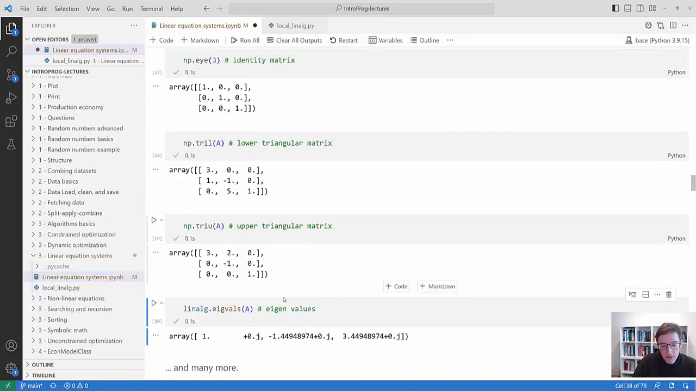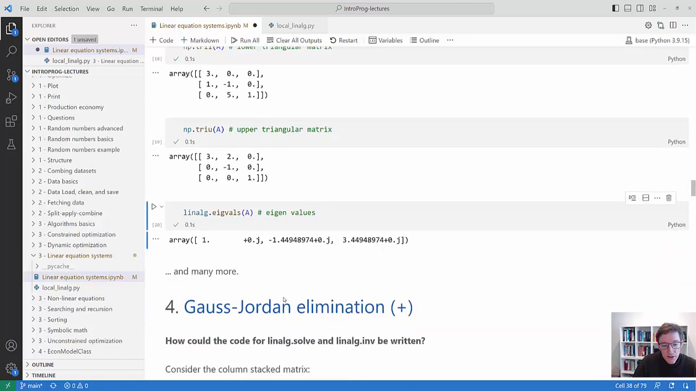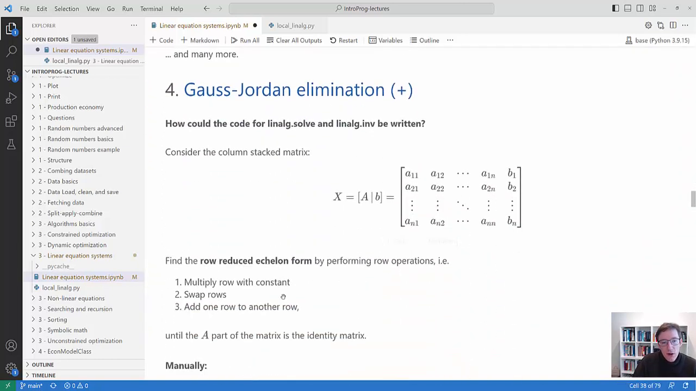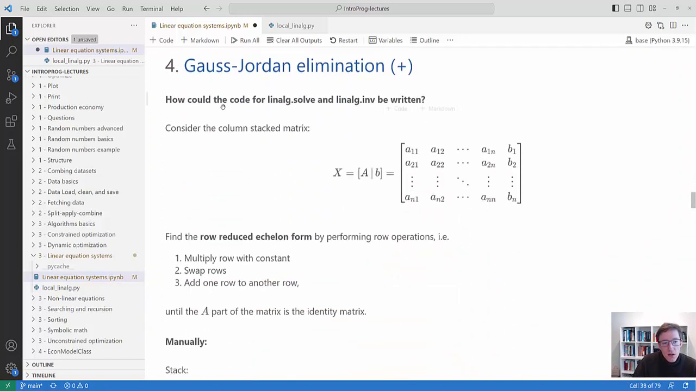Okay, so this is the main part of this video. Then there is some extra stuff for those that are interested. First of all, you might be wondering, how could the code for something like linalg solve and linalg inv actually be written? This is not exactly how they're probably done in SciPy, but this is an example of how you can write code that could do these operations here.